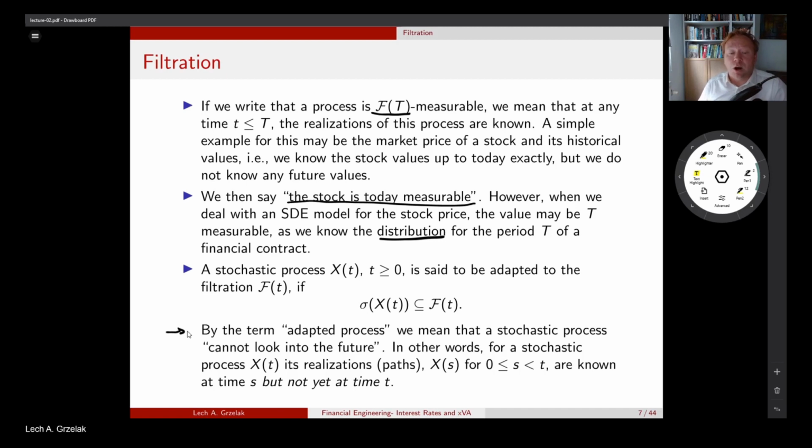And a very important concept that you may already have heard is when we talk about processes which are adapted. A process is adapted, and basically it means it does not look into the future. If a process X_t only relies on the information that is known until that moment, then we can say that process is adapted to a certain filtration.